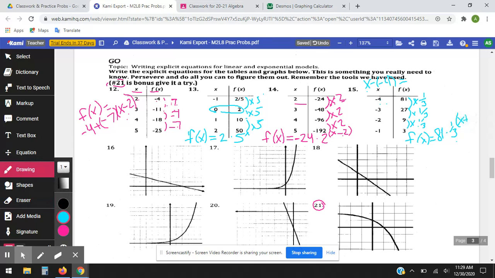X plus 4. There we go. So I've got to get that to the 0. So negative 4 plus 4 puts it at 0. 1/3 to the 0 is 1. 81 times 1 is 81. So I've got that one.